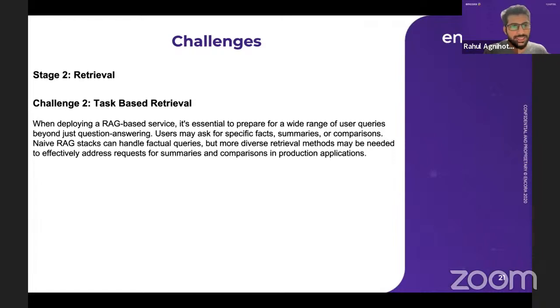Let's go to the second one, task-based retrieval. When you deploy a pipeline-based service, you need to be prepared for a wide range of users. You need to know who your end users are, and that will depend on what kind of data you are extracting. You need to know what kind of data you're going to handle and what your target audience is, and depending on these, your retrieval strategies may change. You can have a different retrieval strategy for your images and a different one for your text, depending on what kind of users and inputs you have.